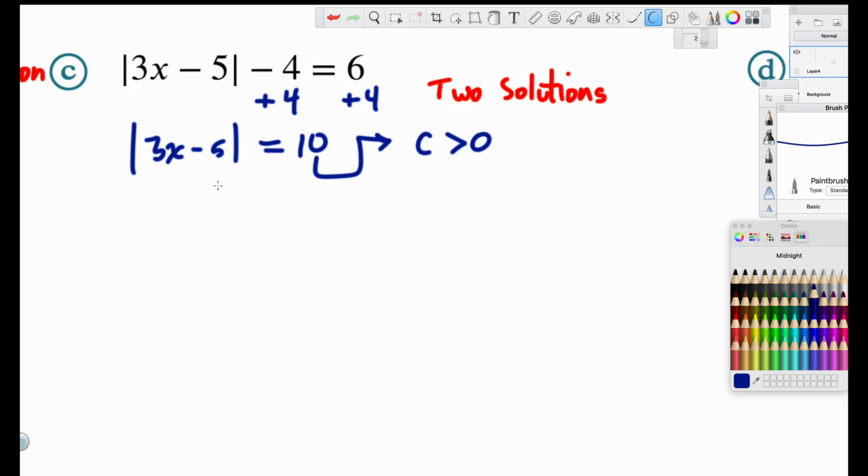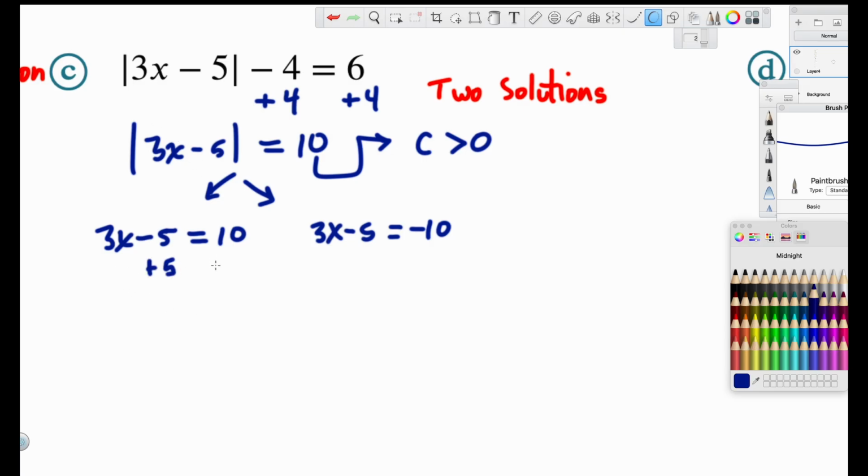So we need to split up this absolute value to show 3x minus 5 could be equal to a positive 10, or the 3x minus 5 part inside the absolute value here could be a -10. Again, because the absolute value of a -10 would be a positive 10. So this -10 could work inside here.